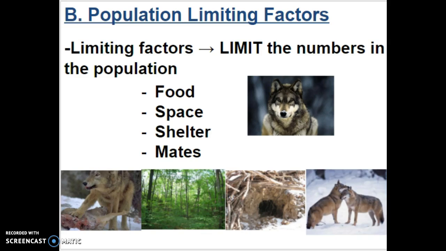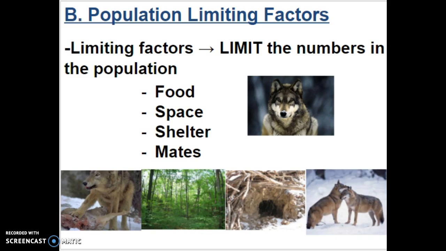So with our wolves here as an example, wolves hunt, they are carnivores, they hunt in packs generally. But if there is not enough food in the forest where they live, then not all of the members of their population may survive. Same thing with space. The territory in which a wolf pack runs in, if the space is limited, every wolf member needs kind of their own space. So if space is limited, numbers will be limited.